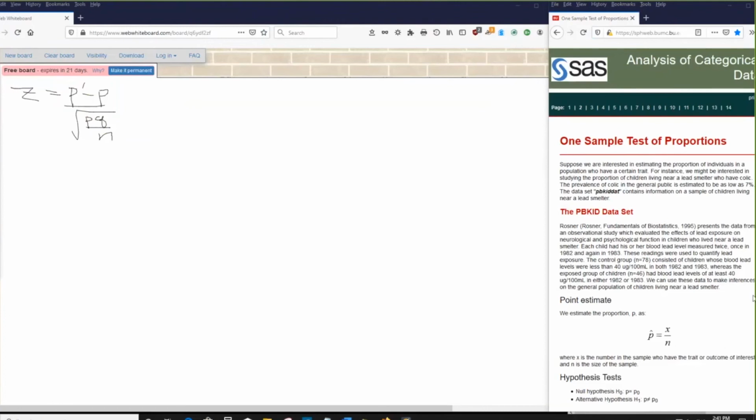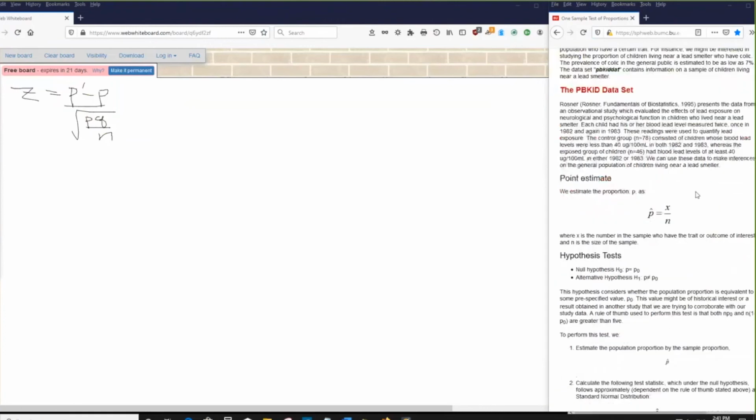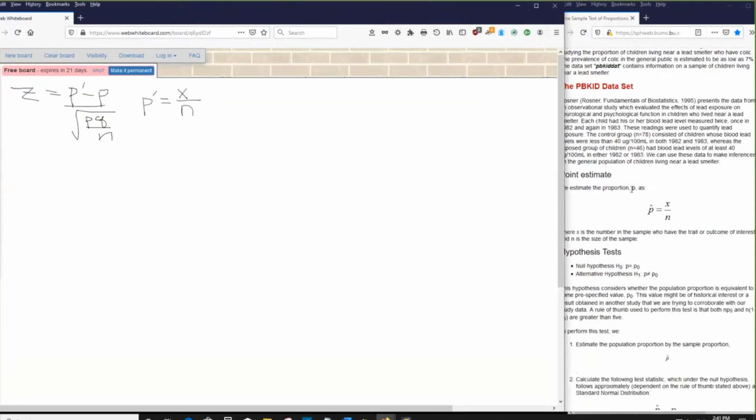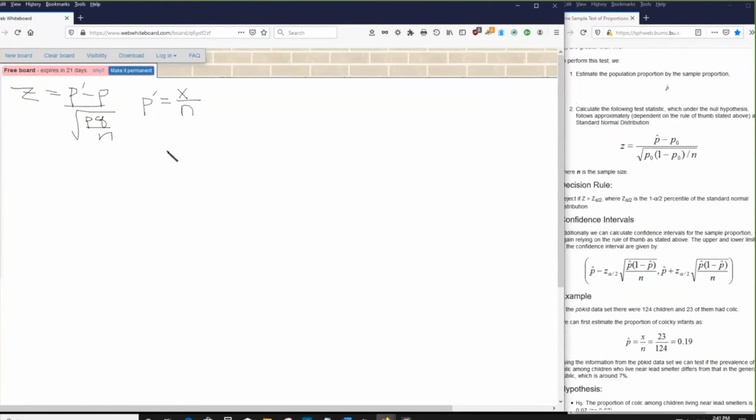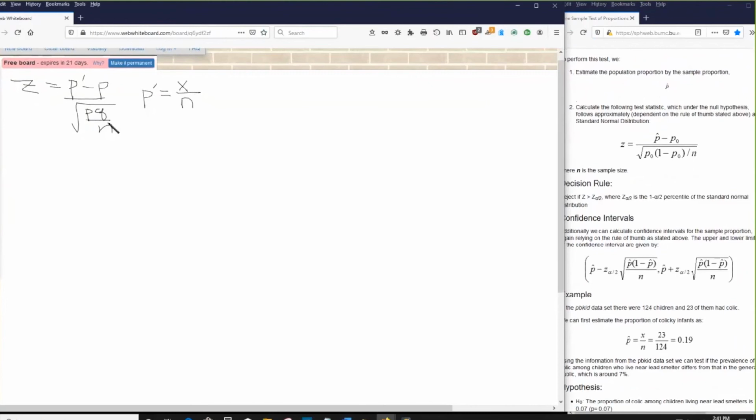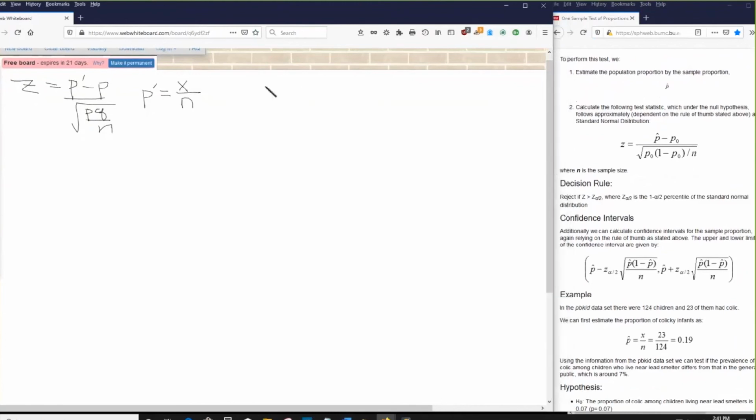So here we go. We have an example. In order to do proportions, remember, our p prime is going to be the number of successes divided by our sample size. We've got our formula for our test statistic, and we're going to use the same rules: if z is greater than z of alpha over 2, we're going to reject the null hypothesis.